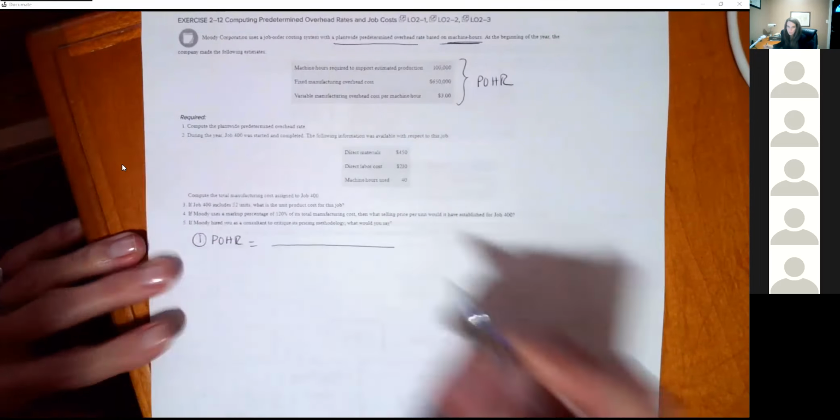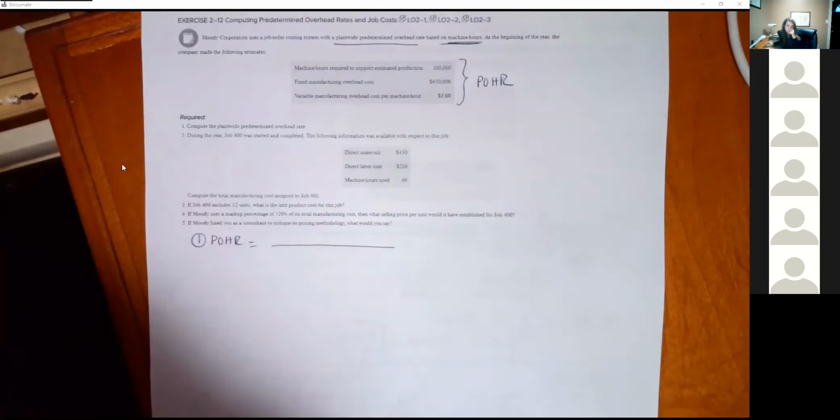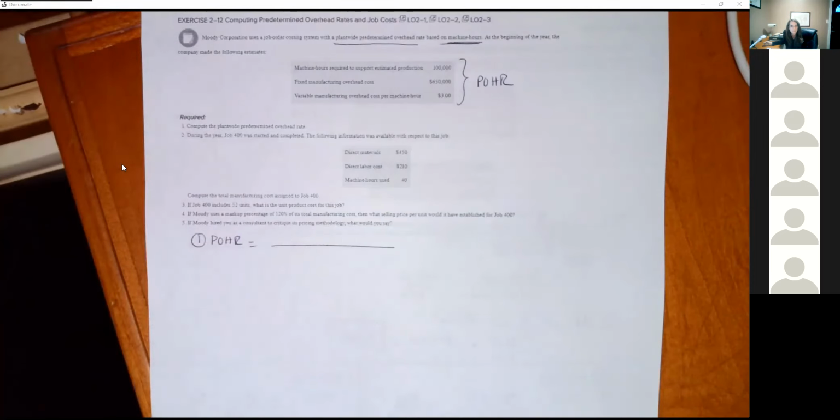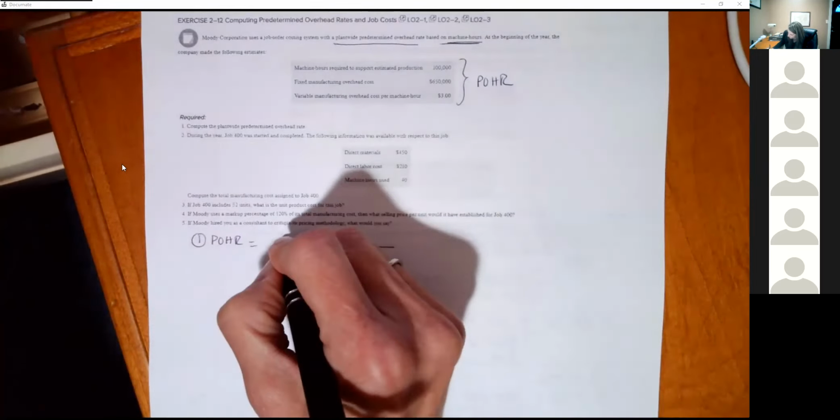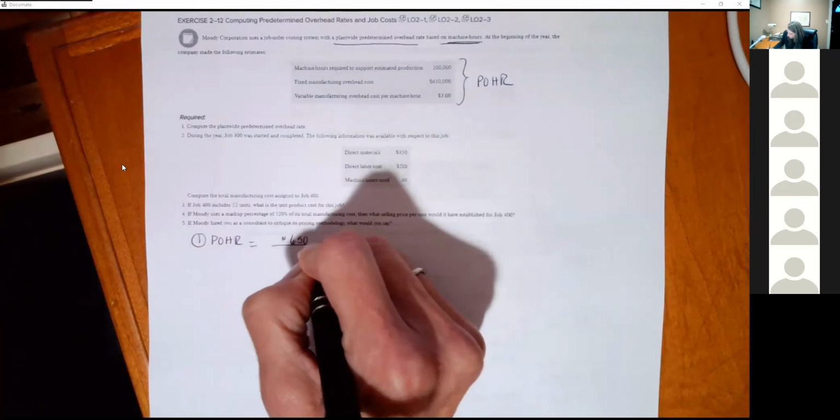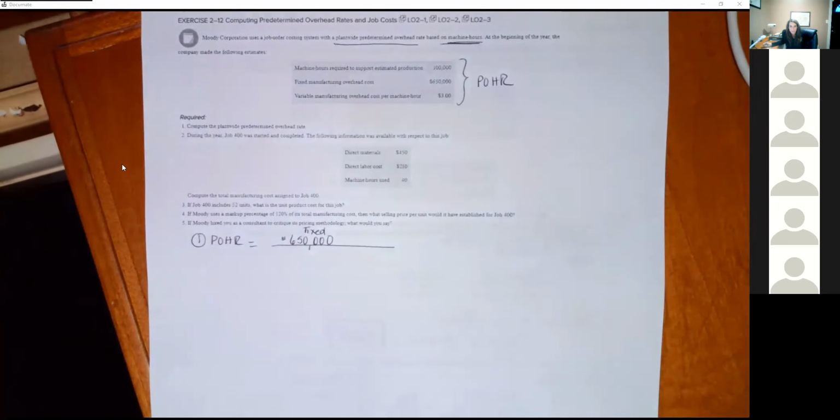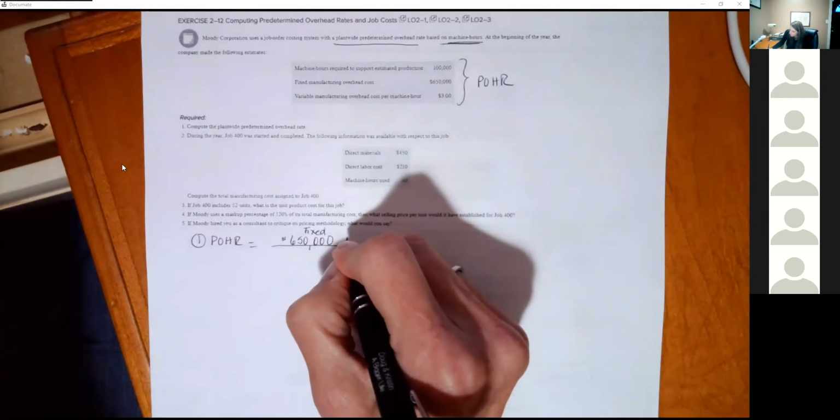So number 1, predetermined overhead rate. Can anybody tell me what are the numbers that are going to go in the numerator? 650,000. Okay, so we have the 650,000. That's the fixed component of manufacturing overhead. Do we have a variable component in this problem? Yeah, $3. Right. So do I just add $3?